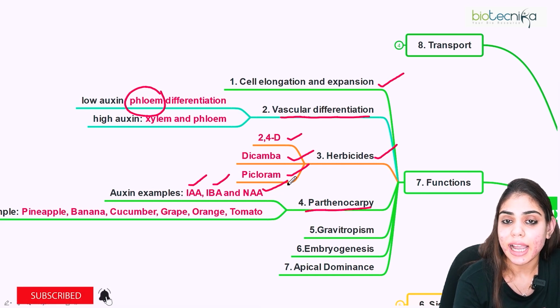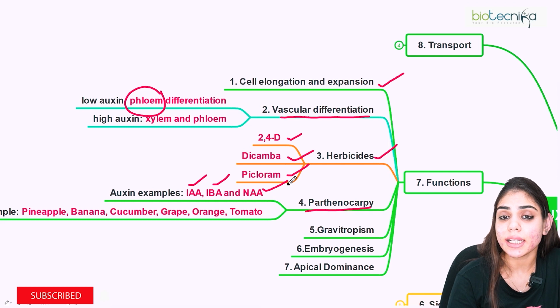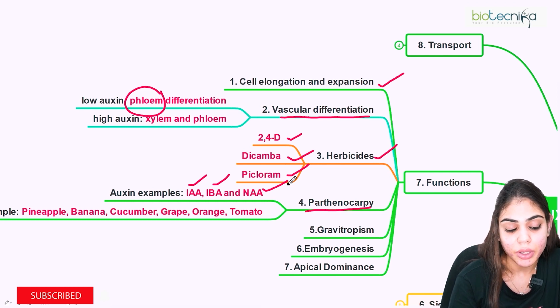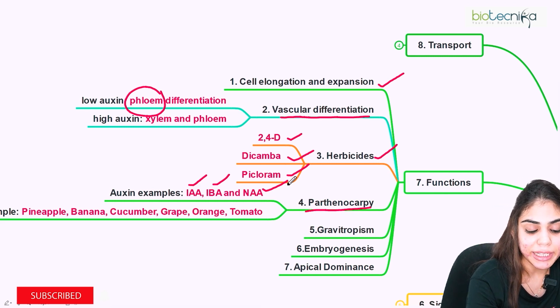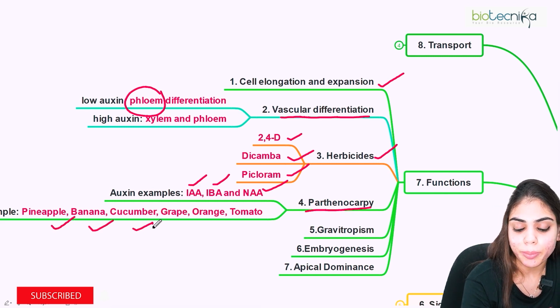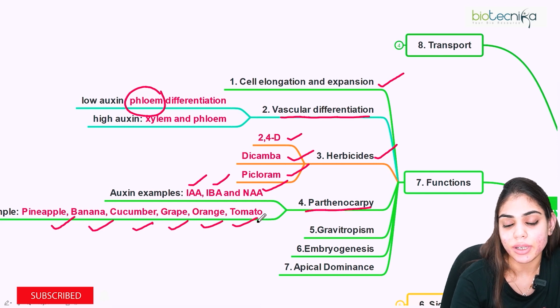So both IAA and IBA are examples of natural auxin, as well as NAA, that is naphthalene acetic acid, which is an example of artificial auxin. Now in which plants can you promote this parthenocarpy? It is pineapple, banana, cucumber, grape, orange as well as tomato.